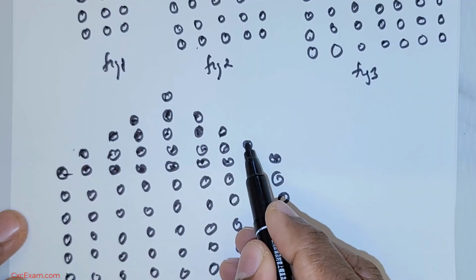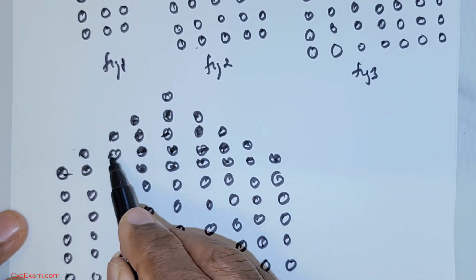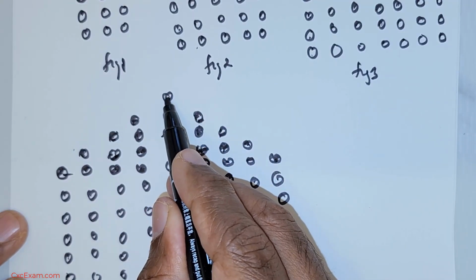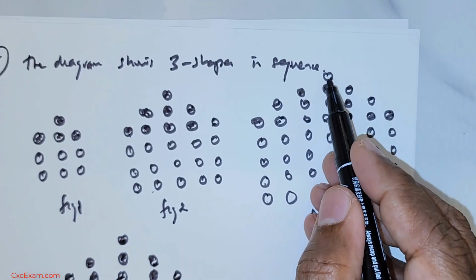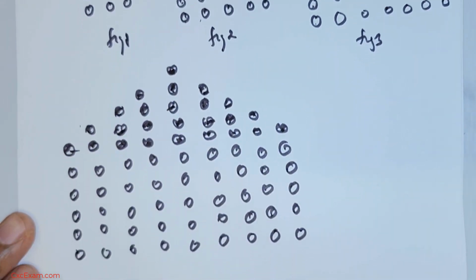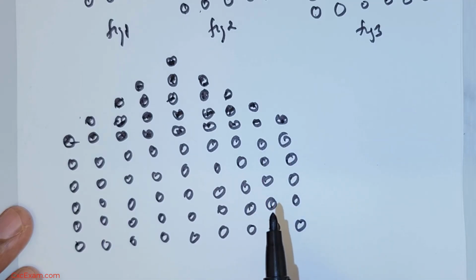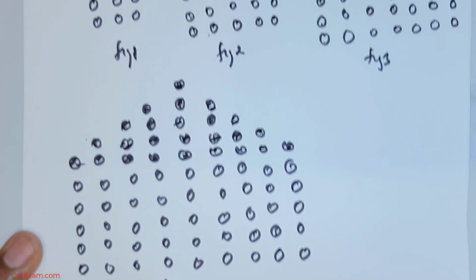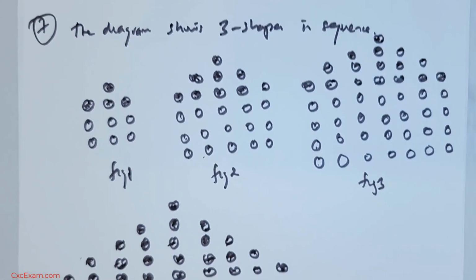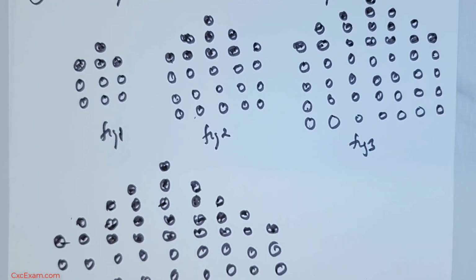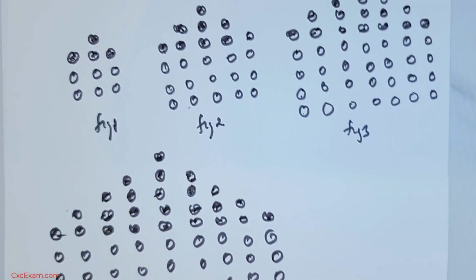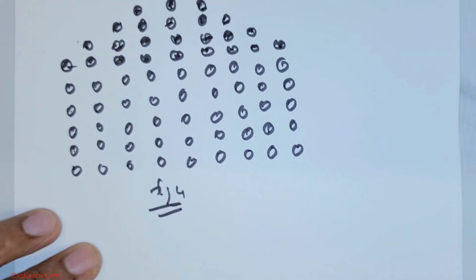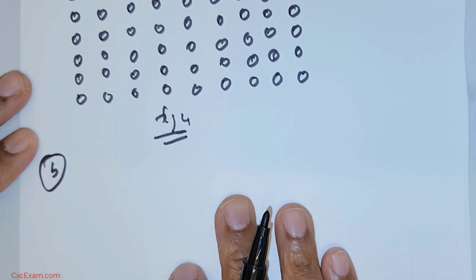Okay, so all these are black circles, and these are all white circles. Okay, so this is my figure 4. So that completes the first part for this question. Okay, so now we move on to the next part. Okay, so this is the next part, part B.